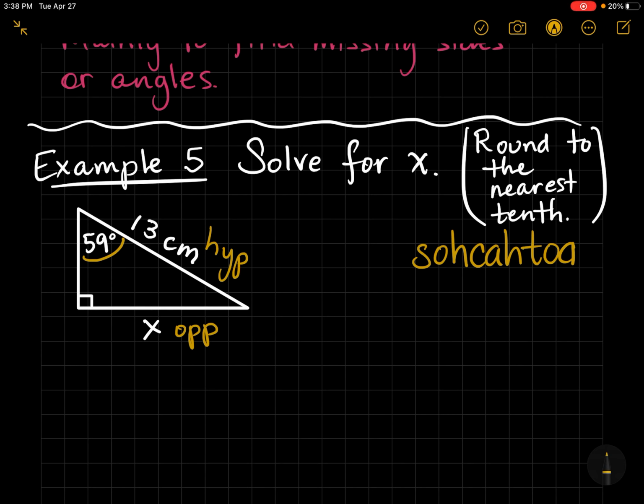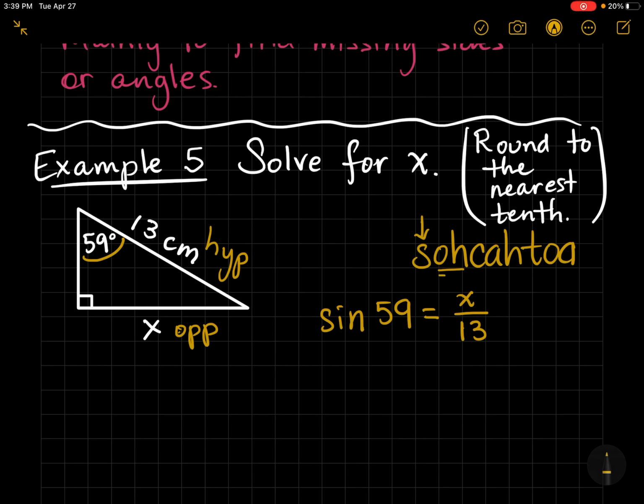And remember, you start with so, like so what. Make sure you spell it correctly or it'll mislead you. So I have opposite and hypotenuse, which meet here. So that tells me to use sine. So now, very carefully write your equation. Sine, and always put the angle right next to your trig function. Then put your equal sign, opposite on top, and hypotenuse on the bottom.